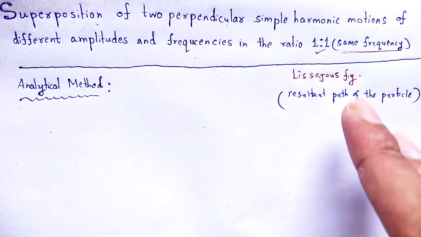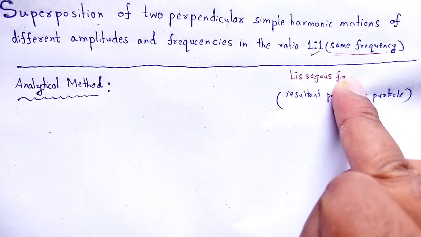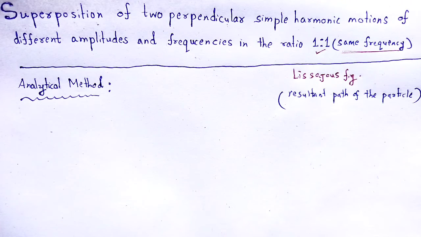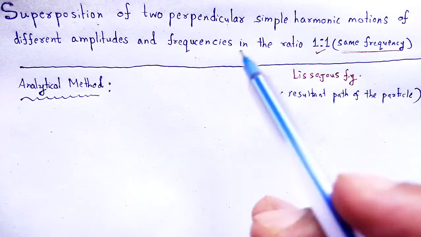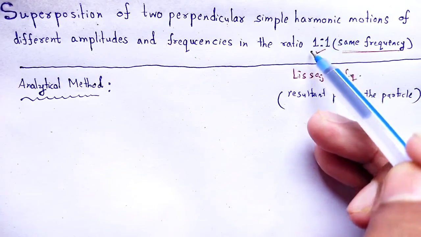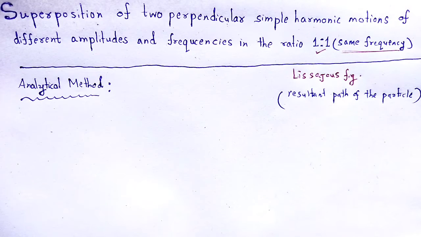So here we find this Lissajous figure by using the analytical method and the graphical method. In this video particularly we discuss the analytical method to find the Lissajous figure having 1:1, meaning the two simple harmonic motions have different amplitudes and the same frequencies.